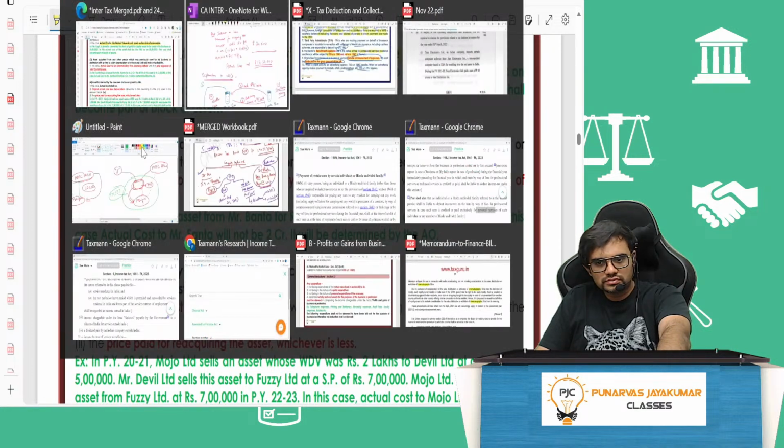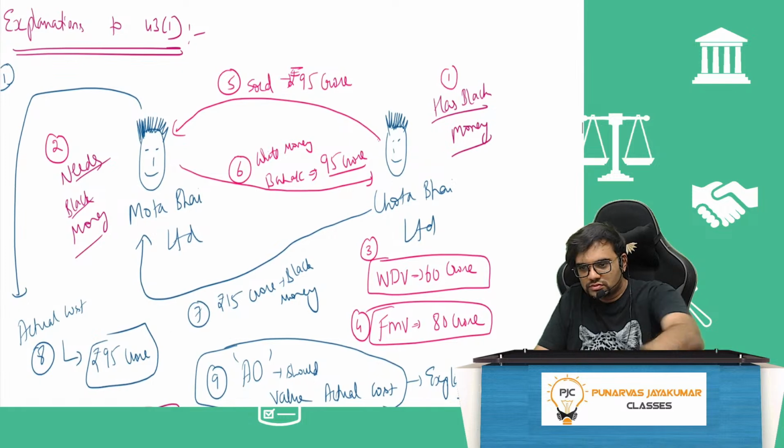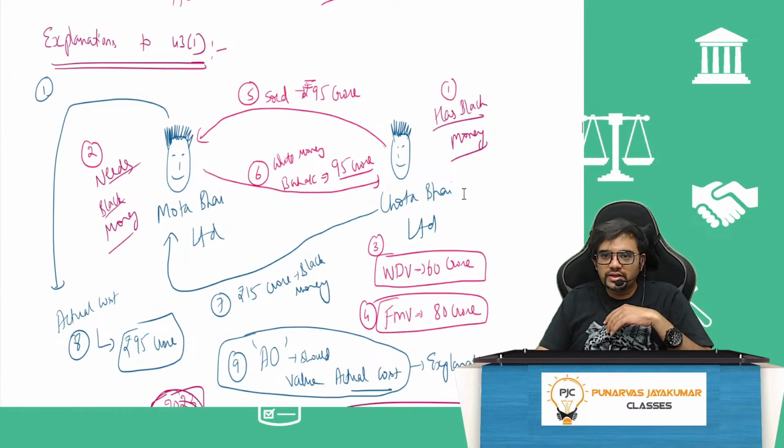Third one. So there is one fellow, Mota Bhai and Chota Bhai. Point number 1, Chota Bhai has black money. Mota Bhai needs black money. So the scam they were doing: Chota Bhai had an asset with WDV of 60 crore. FMV was 80 crore.